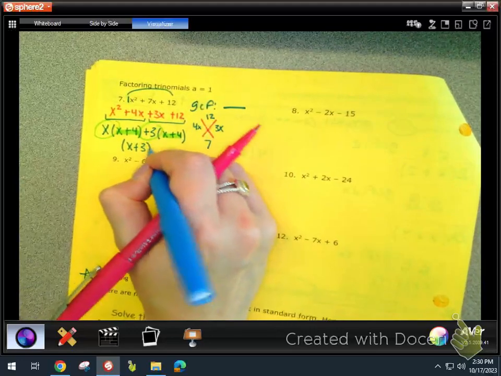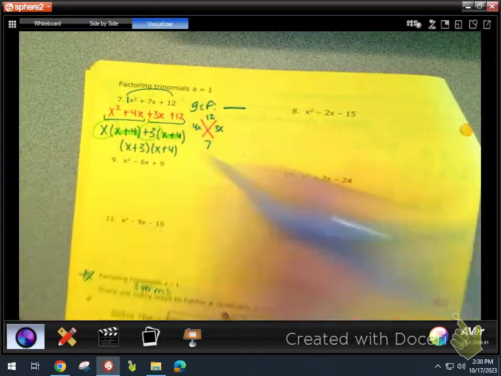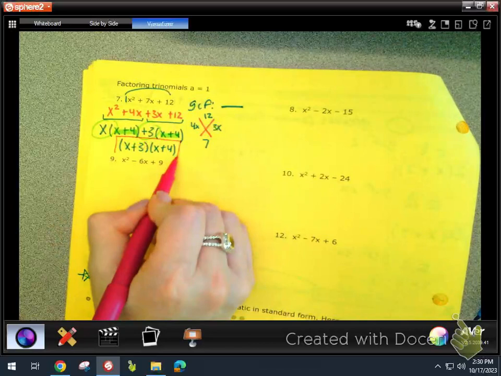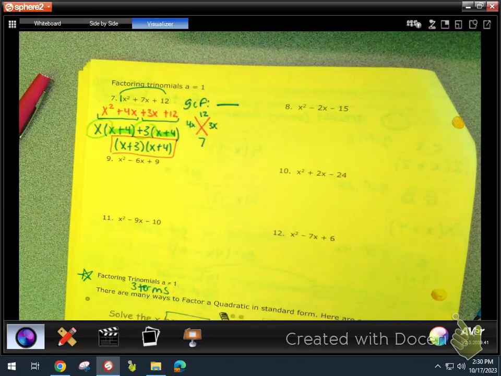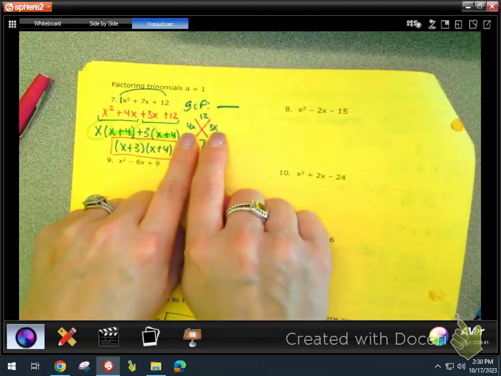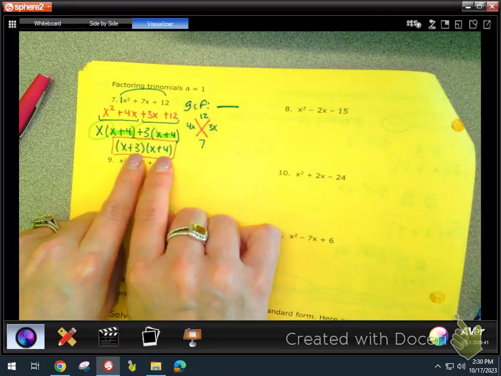Okay, here's my question for you. What do you notice about your number puzzle winners and your factors here? Oh my gosh. Wow. They are the same. I don't see it. What? 4 and 3. 4 and 3. Oh my gosh, did you get it?